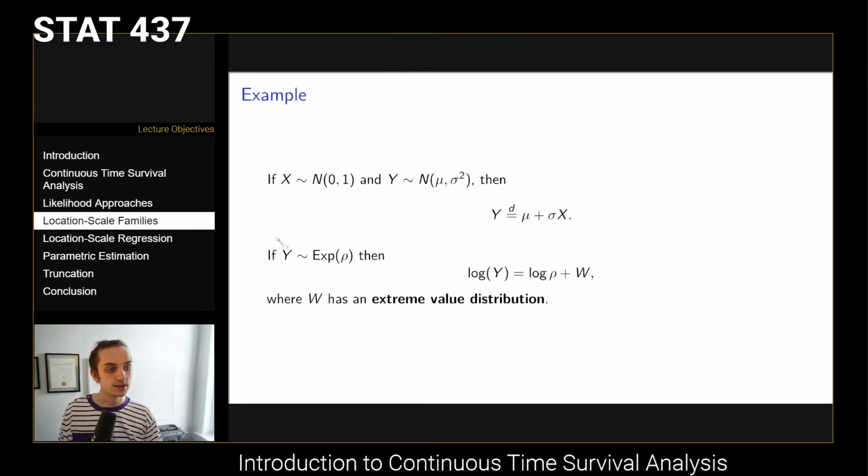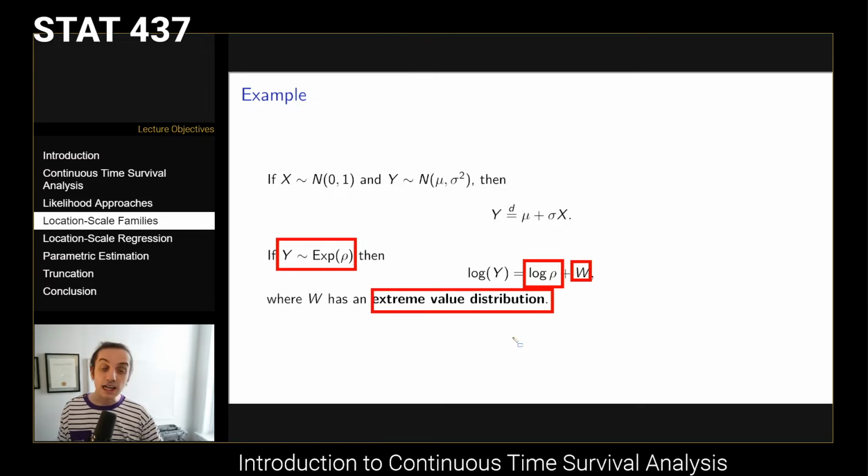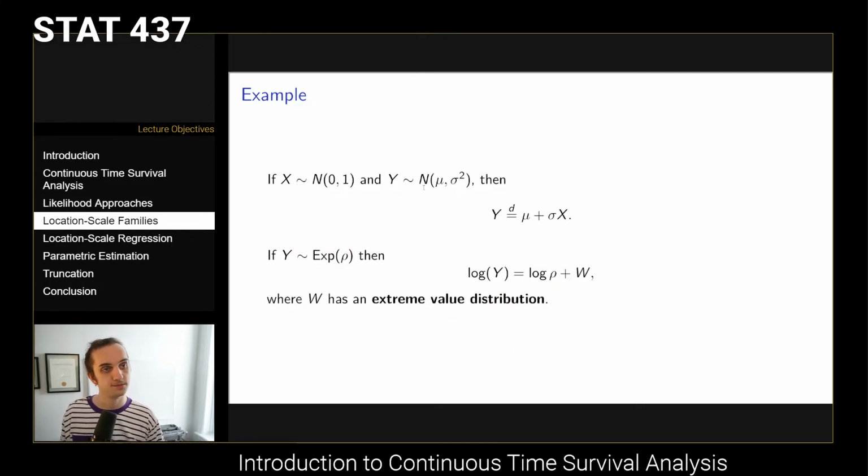But we could also do this with something like the exponential distribution. Not directly, the exponential distribution is not directly a location scale family, but if we take the log of the exponential distribution, then it actually has this form of log rho, where rho is the rate parameter, plus w, and w is going to have an extreme value distribution. And so the log of an exponential distribution actually turns out to also be a location scale family.